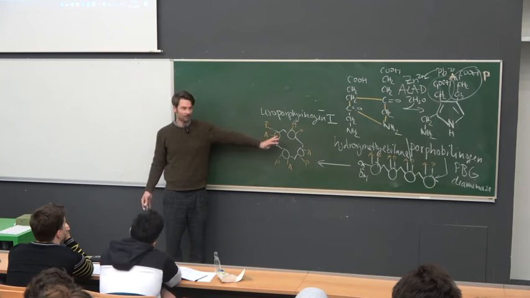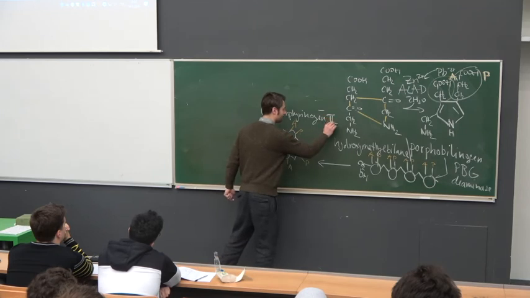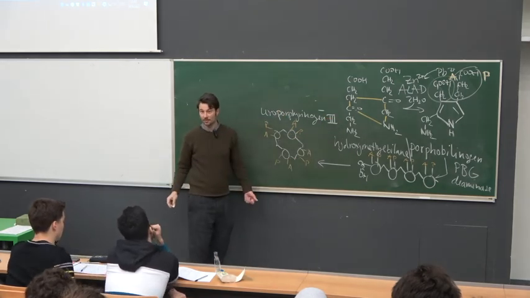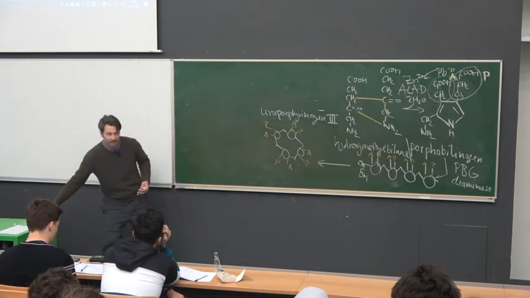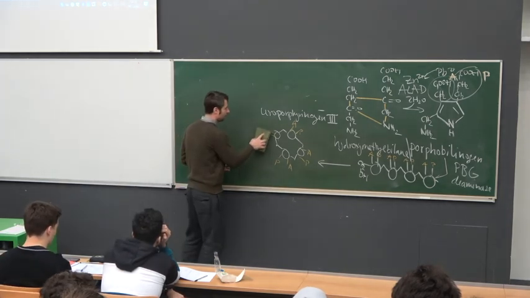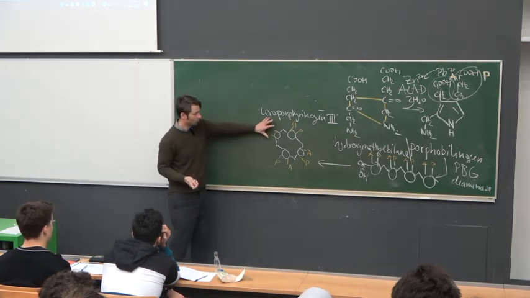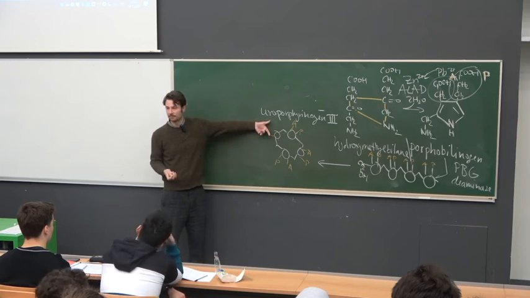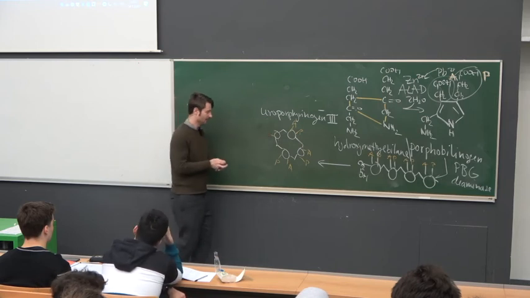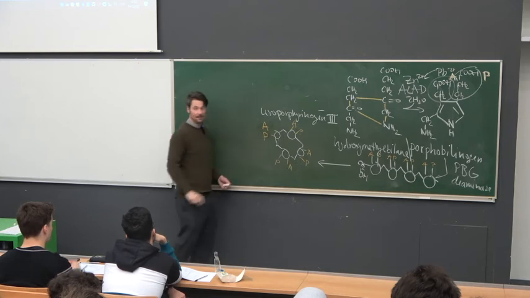What we actually want is uroporphyrinogen 3, which is an isomer of uroporphyrinogen 1, but the crucial difference, and if I can have your attention again, the crucial difference is that one of the rings is turned around. Indeed, so it will not be APAPAPAP, but it will be APAPAPPA.